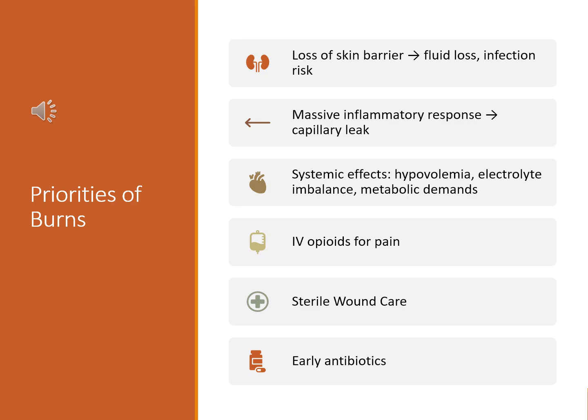They are having a huge capillary leak due to that tissue damage, so there may be a massive inflammatory response. Third spacing occurs, so the patient becomes hypovolemic, has electrolyte imbalances like hypokalemia, and increased metabolic demand since the cells are trying to regenerate. We will use IV opioids for pain. They will have severe pain. Sterile wound care because we want that skin to regenerate and decrease the risk for infection. Early antibiotics, and then hydration via IV replacement.